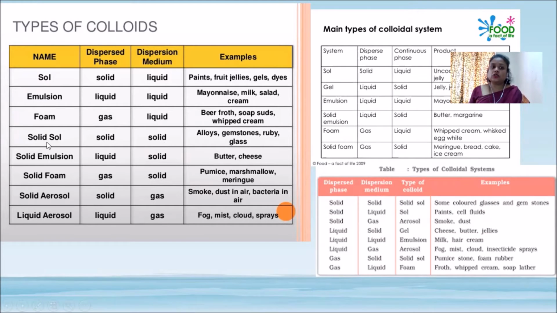Solid in solid, which is known as solid sol. We are taking an example of alloys, gemstone, ruby, glass. Then take an example of liquid in solid, that is butter and cheese, which we call solid emulsion. Liquid in liquid is emulsion, liquid in solid is solid emulsion. Then gas in solid, we call it solid foam, for example, pumice, marshmallows, meringues. Then solid in gas, which is known as solid aerosol, we find in smoke, dust in the air, bacteria in the air, etc. Next, liquid in gas, which we call liquid aerosol, that is fog, mist, cloud, sprays.